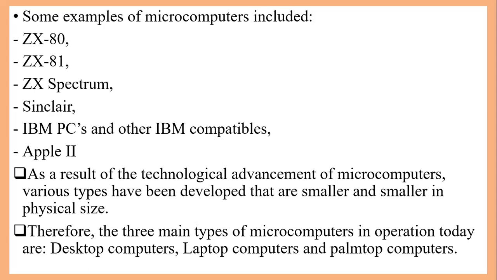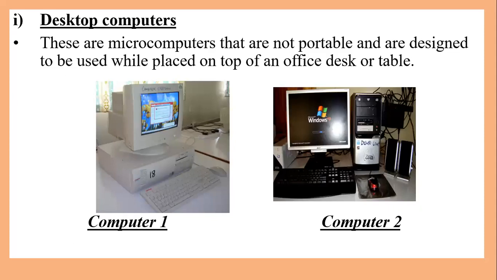As a result of the technological advancement of microcomputers, various types have been developed that are smaller and smaller in physical size. Therefore, the three main types of microcomputers in operation today are desktop computers. What are desktop computers? These are microcomputers that are not portable and are designed to be used or placed on top of an office desk or a table, as you can see from diagram 1 and diagram 2.